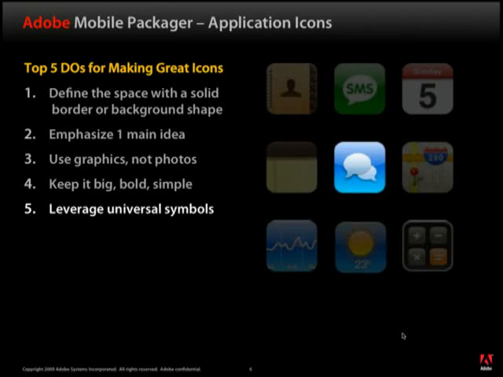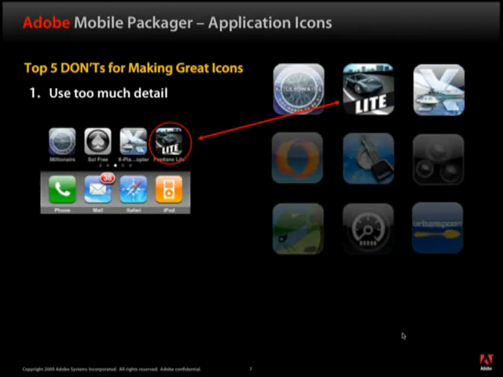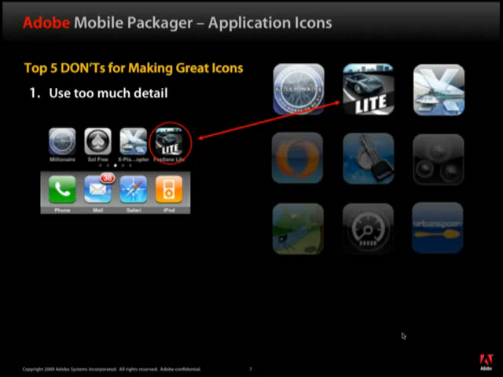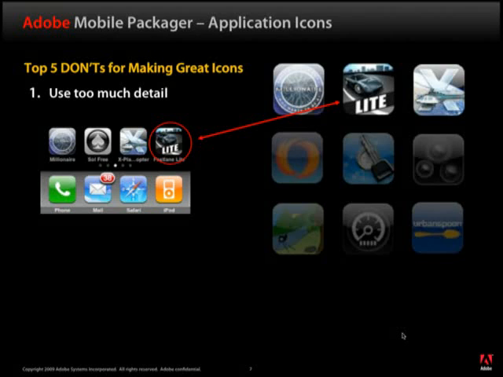Now let's take a look at the top 5 don'ts. Don't use too much detail. Too much detail will get lost at small sizes and the icon becomes hard to read. Here the black car on the black pavement against the skyline is virtually unreadable on the handset.